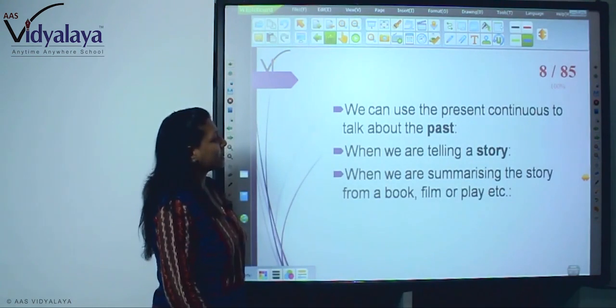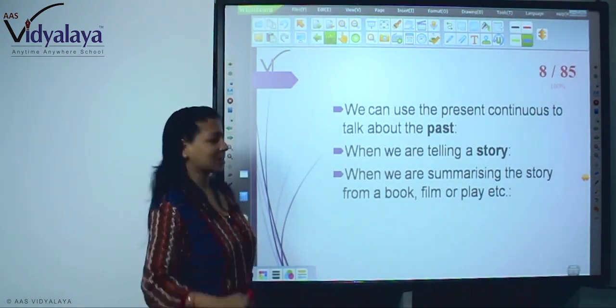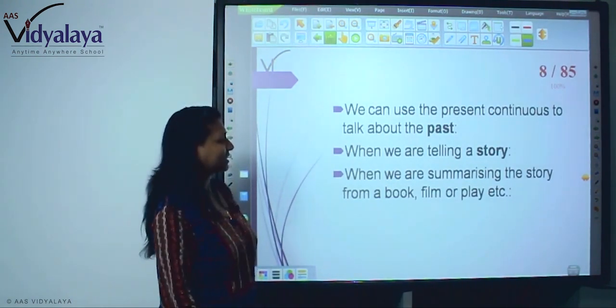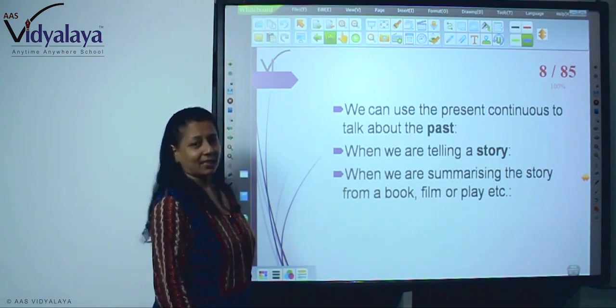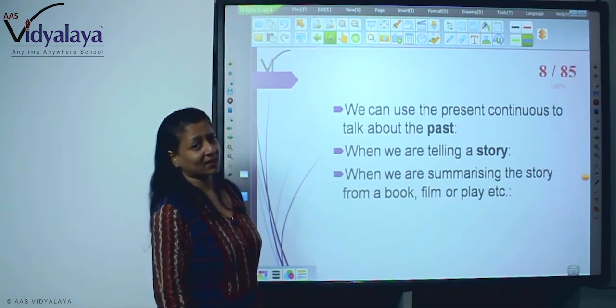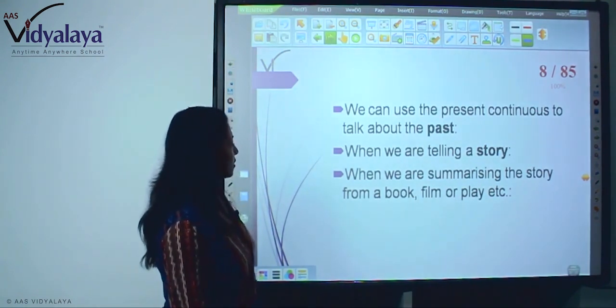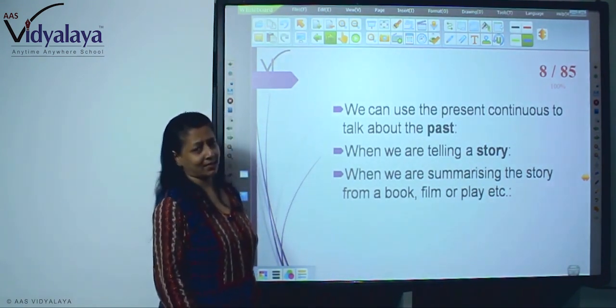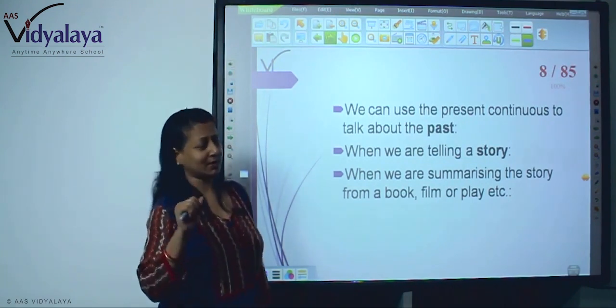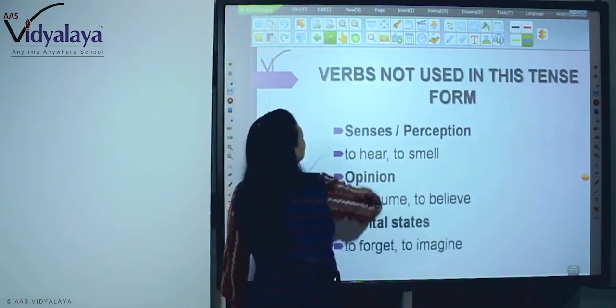Now, we can use the present continuous to talk about the past also. When we are telling a story, right? So, there we can use present continuous in the dialogues. When we are summarizing the story from a book, film or play, etc. Then also we can use present continuous.